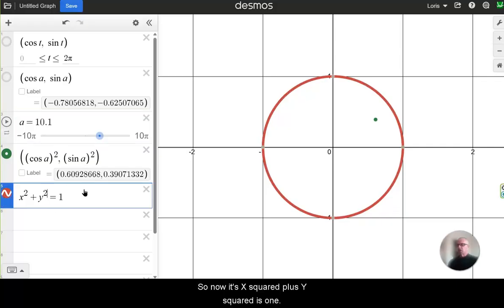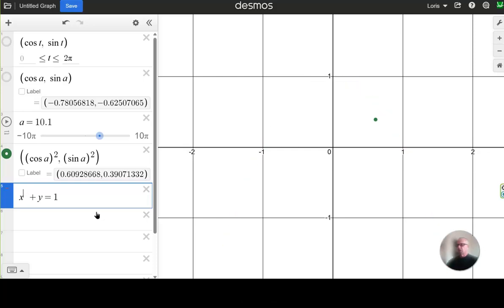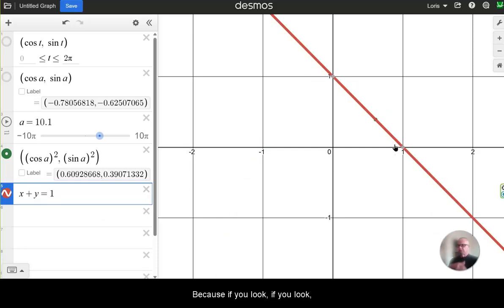So now it's not x squared plus y squared is 1. It's now x plus y equals 1. Because if you look, this is x plus y is 1, not x squared plus y squared. x squared plus y squared would be x to the 4th plus y to the 4th. Okay? It's x plus y equals 1, because cosine squared plus sine squared is 1.